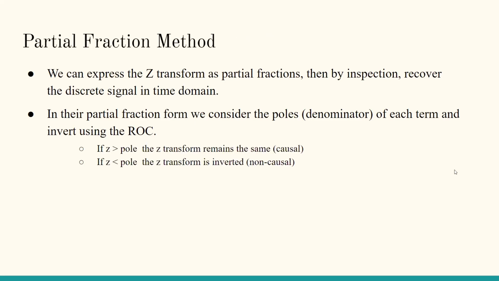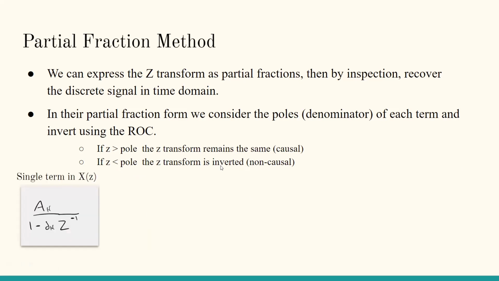And so if we look term by term and we compare the pole to the region of convergence and find that our pole is within our region of convergence, so z is greater than our pole, then that term is said to be a causal term and we don't have to invert or make any changes. However, if we have a pole that is outside of our region of convergence, so z is less than our pole, then that term is said to be a non-causal term and we actually have to invert it.